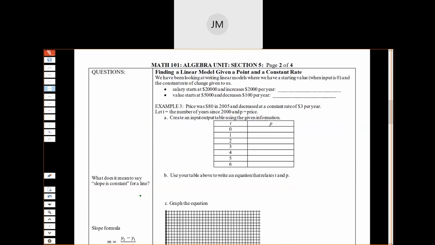Now let's throw some context in here. We're going to look at some context. Let's just start there. Here we're looking at salaries. Let's suppose that we're told that salary starts at $20,000 and increases $2,000 per year. What I want to do is look at, what is that telling me?